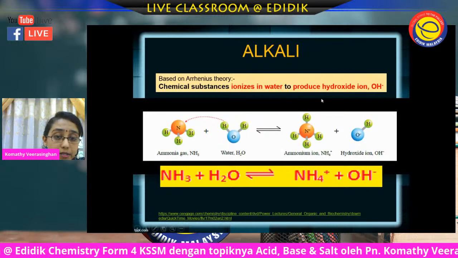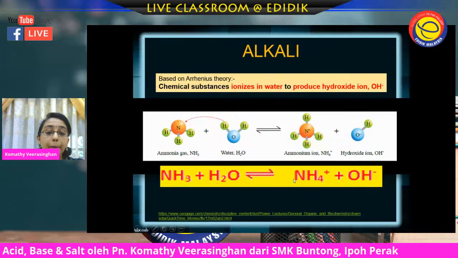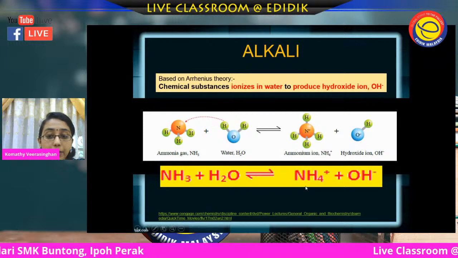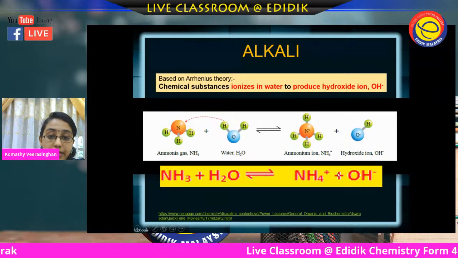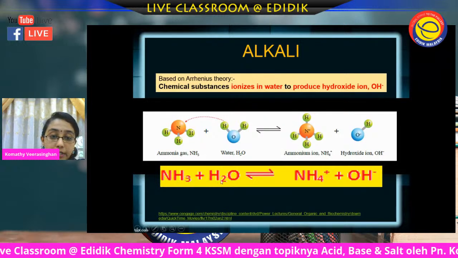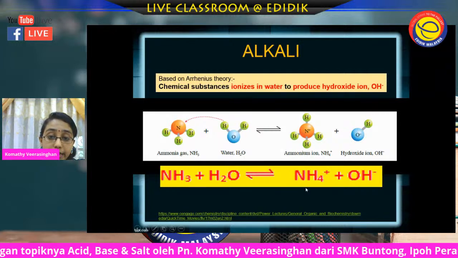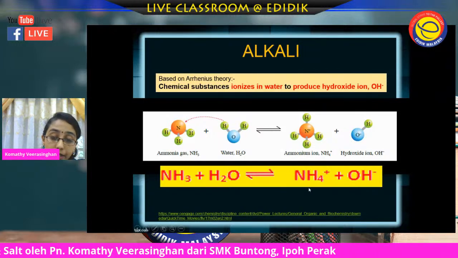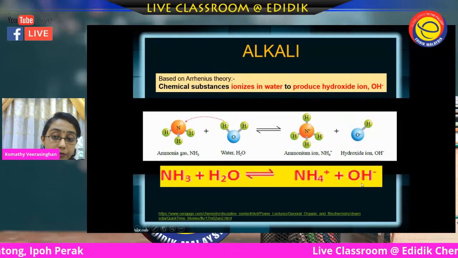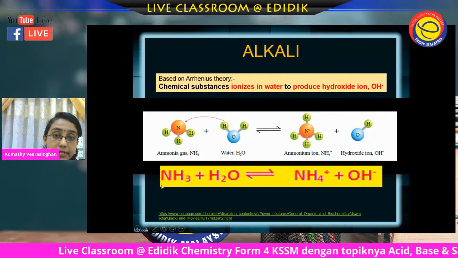Now, as you can see in the yellow box here, this is the ionization equation for the formation of ammonium ion and hydroxide ions. Ammonia molecules react with water. It produces ammonium ion, which is NH4+, and OH-. So due to the presence of hydroxide ions which have been ionized, we can call ammonia an alkali.